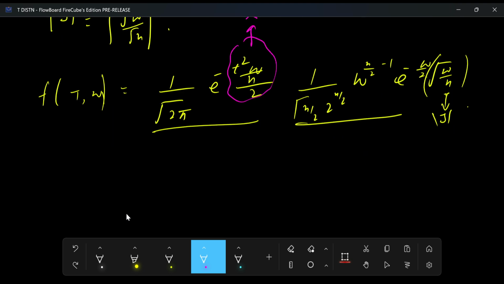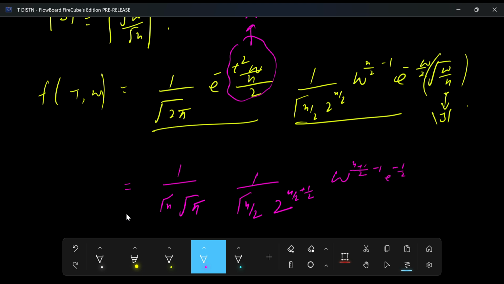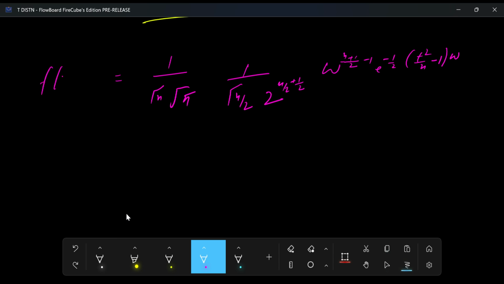So see, let's rearrange the terms. This will be equal to 1 upon gamma n by 2 under root n pi, 1 upon 2 raised power n by 2 plus 1 by 2, w raised power n plus 1 divided by 2 minus 1, e raised power minus 1 by 2 t square divided by n plus 1 into w, and this is the joint density function f of t comma w.